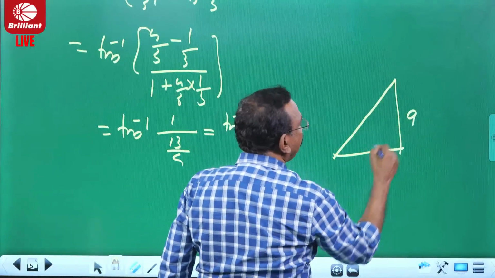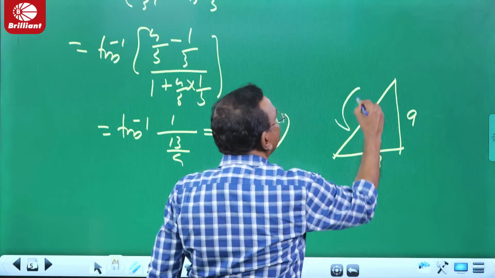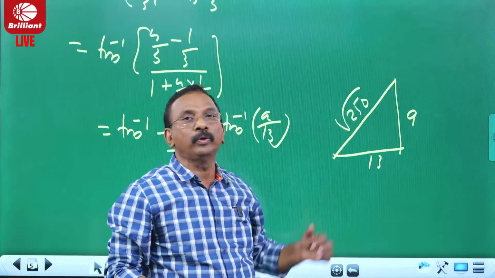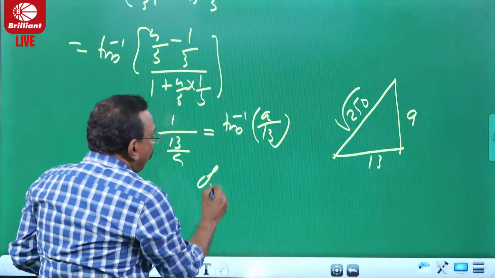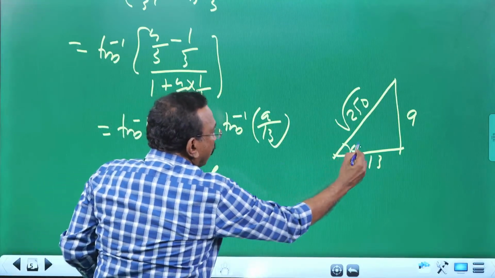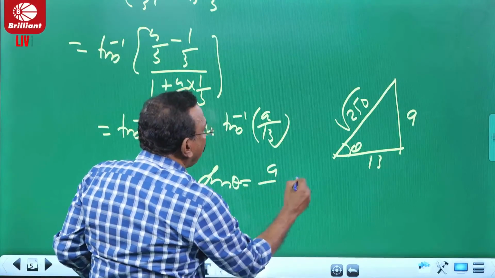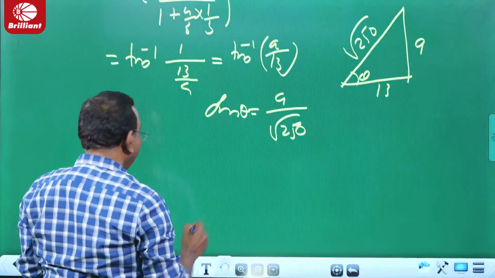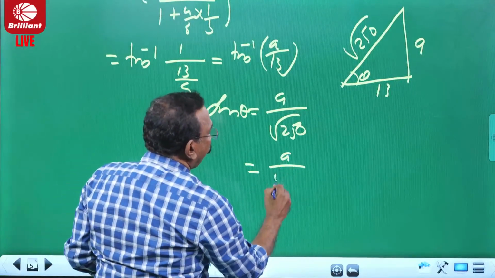So it is actually 9 and 13. You can see this is equal to 250. Why is it 250? Squaring and adding 81 and 169 will provide you 250. Therefore, sine theta we can write in the form of 90 divided by root 250, which will be 9 divided by 5 root 10.